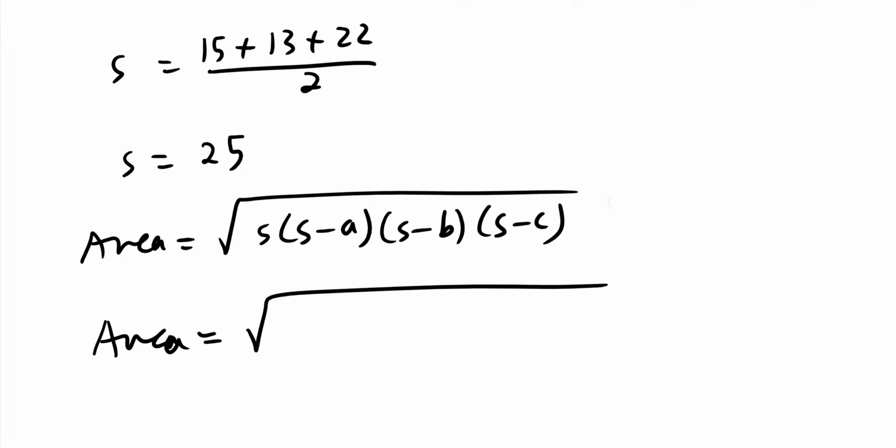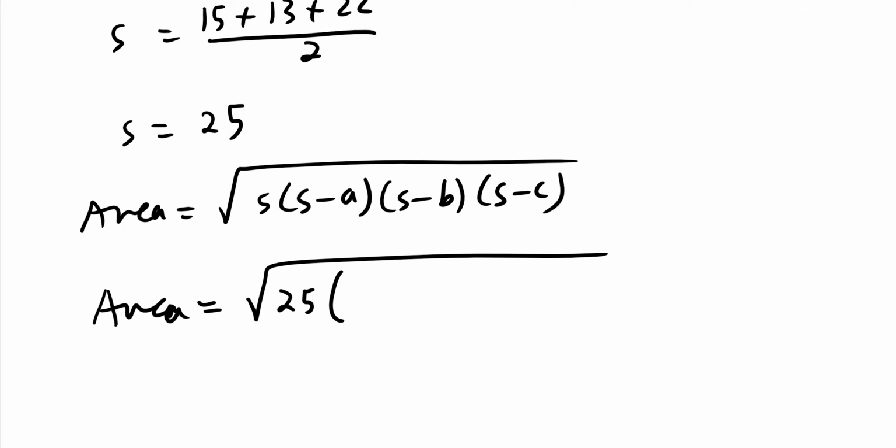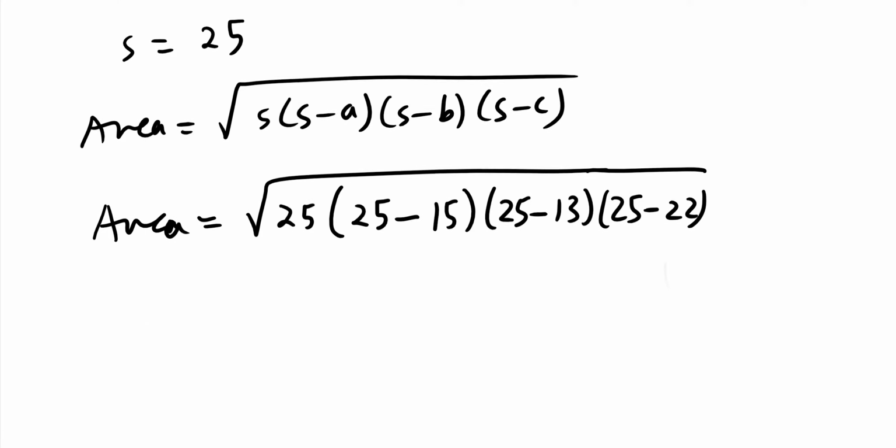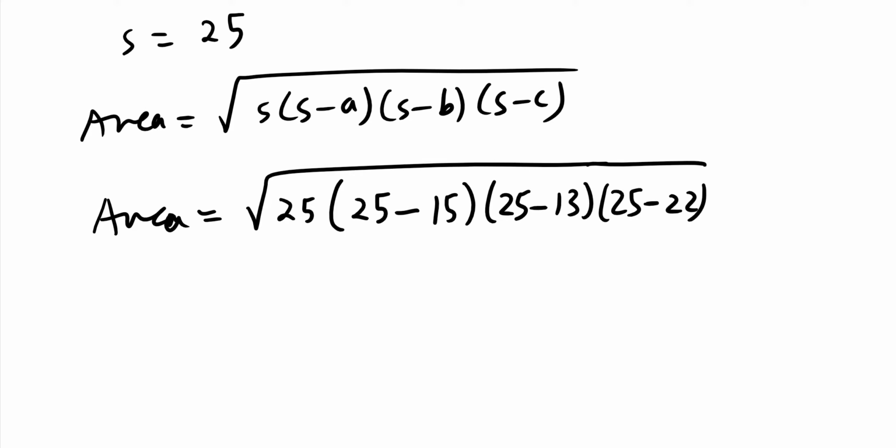Okay, s is given as 25. This is 25 minus a, which was 15, 25 minus b, which was given 13, and 25 minus 22 for c. Now, you can put all that in the calculator and get an answer, but I'm going to show you how I do this with no calculator first and simplify it to the best we can.